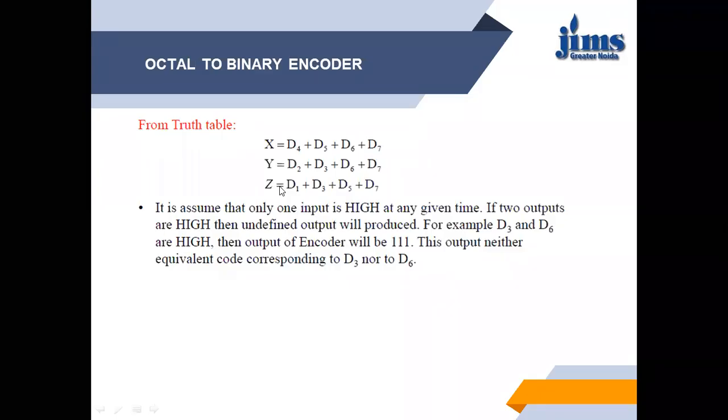Then the output will be 1, 1, 1, which is not desirable, because at any moment one input must be high. That means the output should be either D3, that is 0, 1, 1, or D6, that is 1, 1, 0. But the output in that case will be encoded as 1, 1, 1, which corresponds to neither D3 nor D6. So this is the major problem with this type of encoder, when we assume that at any given time only one input is active.